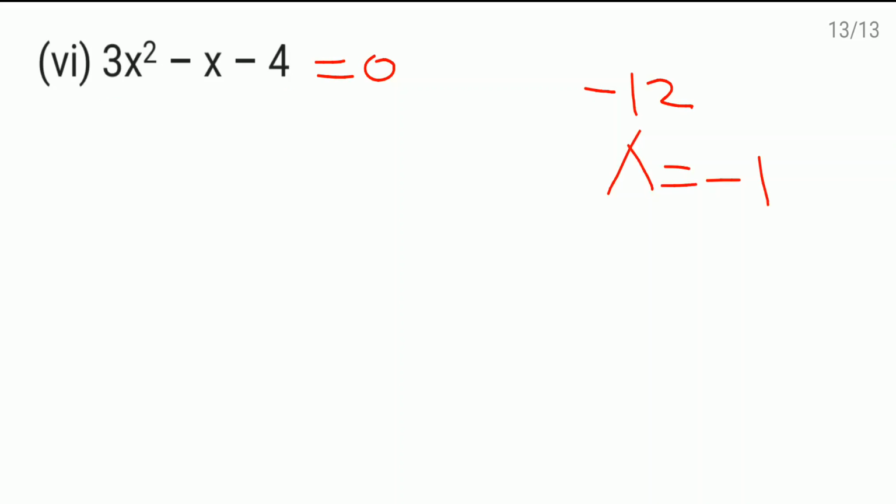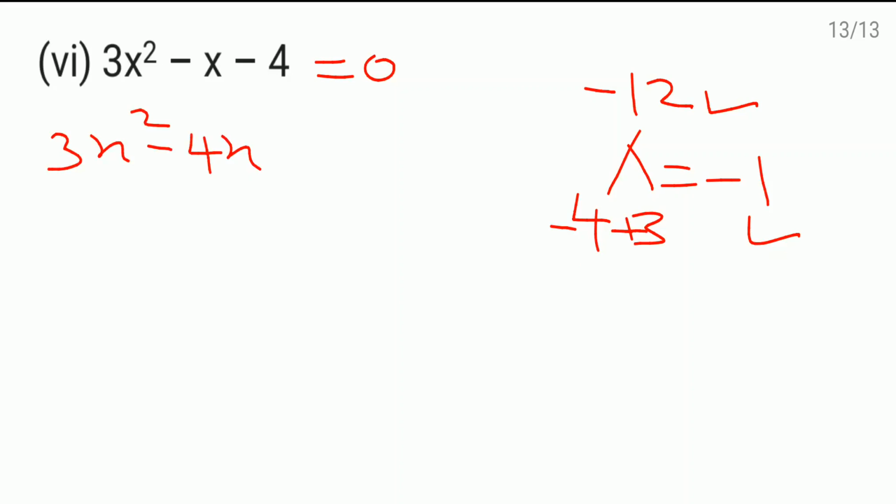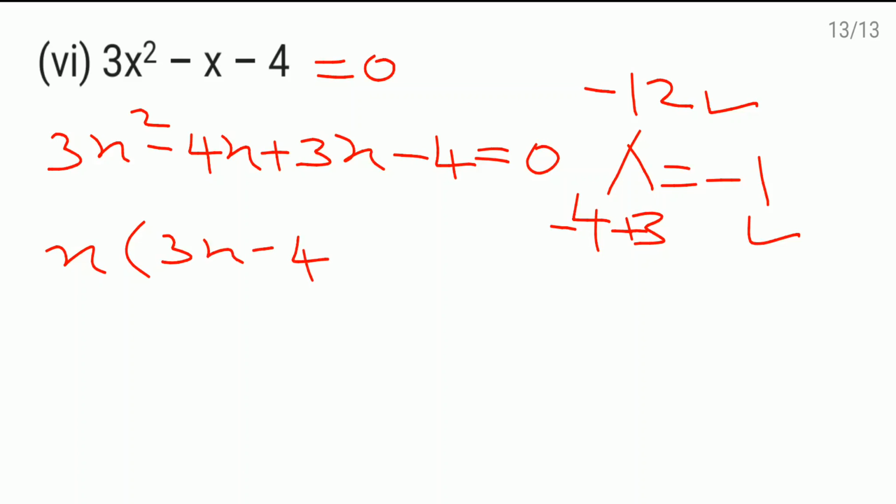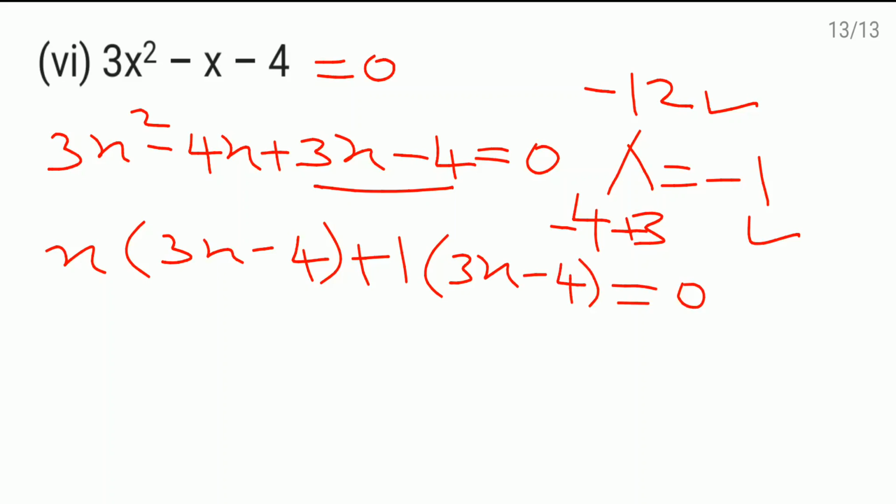I need to get two numbers. So 4 3s are 12, minus 4 plus 3. The sum comes as minus 1 and the product comes as minus 12 with these two numbers. Correct? So here I'll write down by splitting the middle term method, 3x square minus 4x plus 3x minus 4, which is equal to 0. Now from the first two terms I will take x common, 3x minus 4, and now nothing is there to take common, that means 1 is there. 1, 3x minus 4 as it is, which is equal to 0.